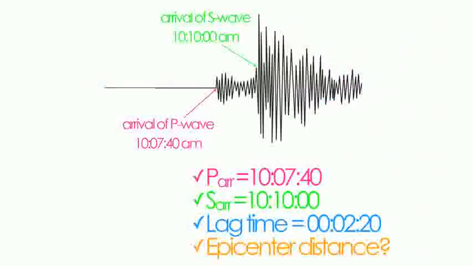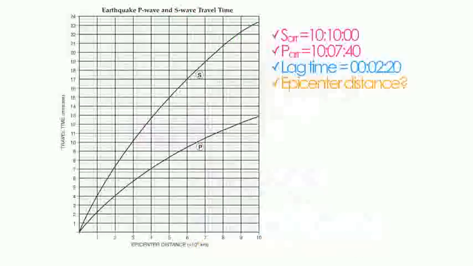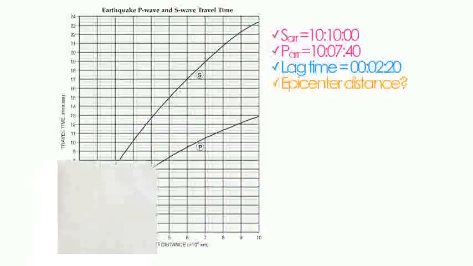Probably the most common type of question going to be asked is your typical seismogram that's going to give you the arrival time of the P wave and the arrival time of the S wave. Very important to remember how to subtract time. This way you're going to get your lag time. Once you determine your lag time, you will do the wedgie method, in which you're going to take your piece of paper and mark it off.